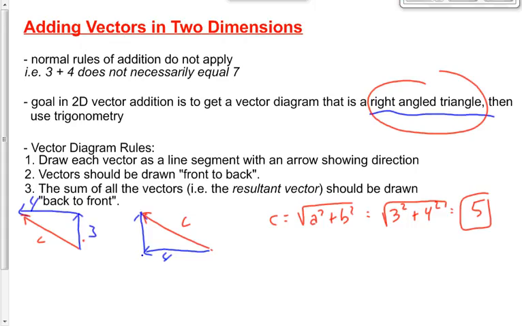But we've got to find the direction as well. The direction is measured by an angle, always at the start of your vector diagram. In this case, the angle is going to be the inverse tan function, the second function tan of opposite over adjacent. You guys remember those trig functions, SOHCAHTOA? I learned them when I was in high school or junior high, whenever I learned them.